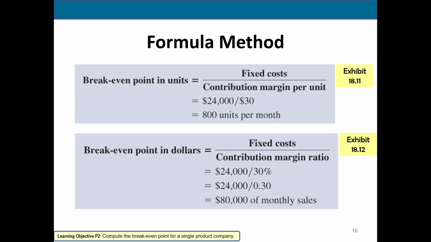We can also compute break-even in dollars. We use the same numerator, fixed costs, but now we'll divide by the contribution margin ratio. So 24,000 divided by 30%, or 0.3, means that we need to make $80,000 in sales to break even, so to cover our variable and fixed cost.